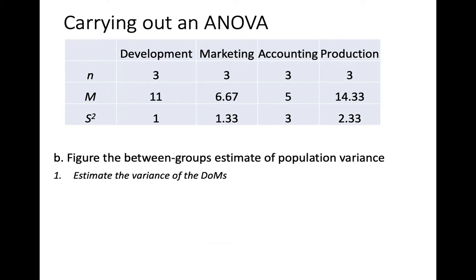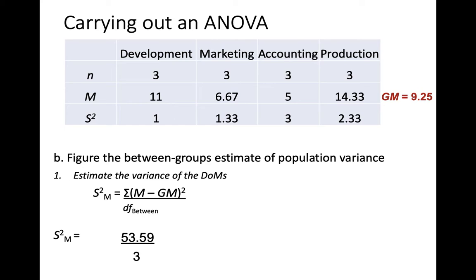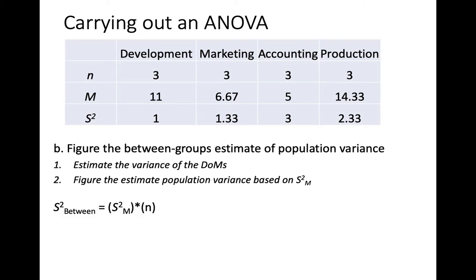And then we have one more step, which is that we've just figured out the variance of the distribution of means. So I had to finish up my calculation there. So we get that the variance of the distribution of means is 17.86. And so that's the variance of the distribution of means. It's not the estimate of the population variance. We have one more step. We need to multiply the variance of the distribution of means by the sample size, and that gives us an estimate of population variance, which is 53.59, using this between approach.